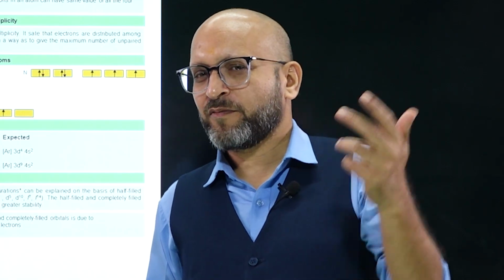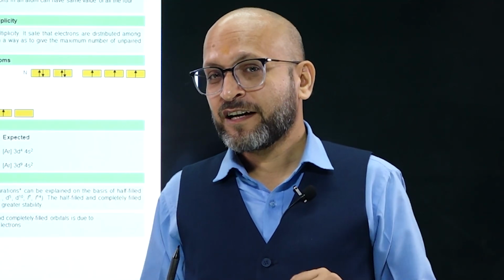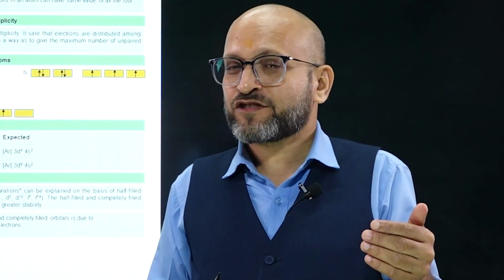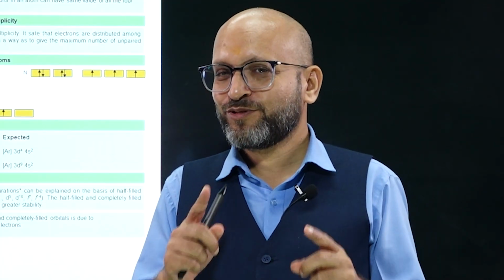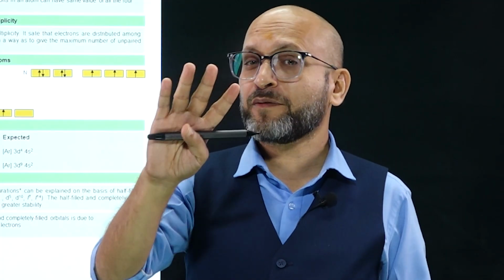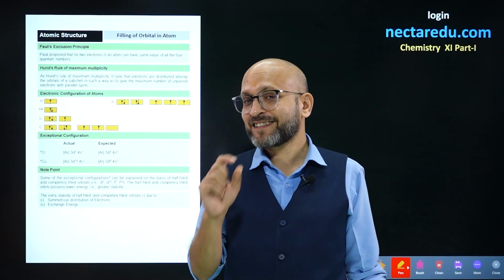Can two students of my class have the same address? No. Quantum numbers tell us about the address of electrons. Two students of my class cannot have the same address unless they are siblings, of course. I am assuming they are not siblings. So, two electrons of an atom cannot have all four quantum number values the same. They cannot have exactly the complete address the same.